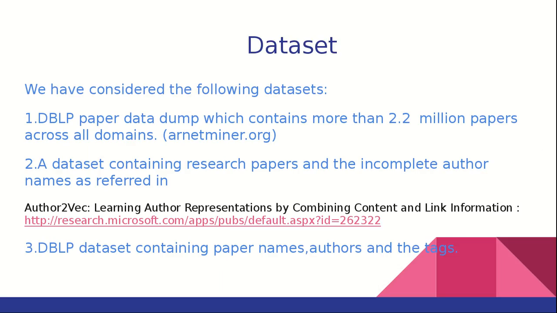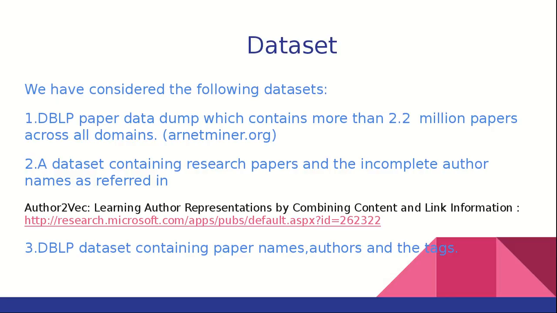So next we move on to the data sets. There was a DBLP paper dump dataset which had more than 2.2 million papers. These papers covered several domains, which included computer science and other disciplines of science, as well as maths, physics, and others. The dataset containing the research papers and the incomplete author names were referred from this reference paper, the link of which has been given. These contain the author names which were incomplete.